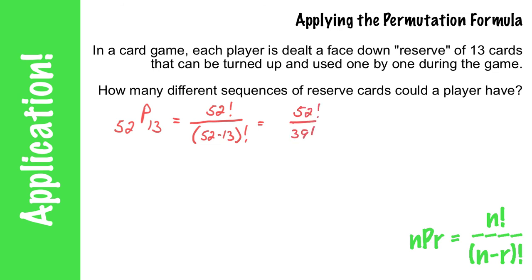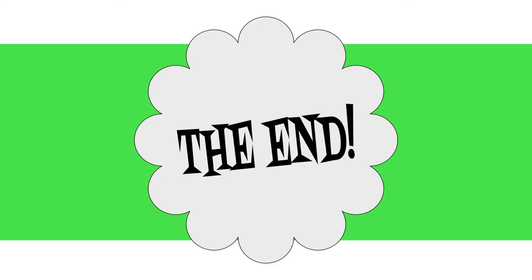52 factorial over 39 factorial. Many calculators will have an nPr button where you will input n, you will input r, and it will then calculate the answer for you. So this turns out to be 3.95 times 10 to the exponent 21. Thank you for listening.